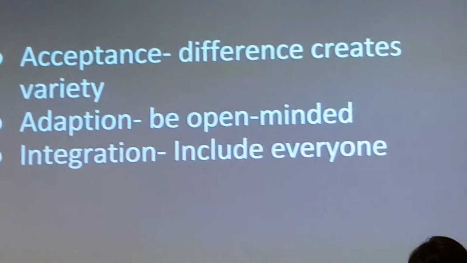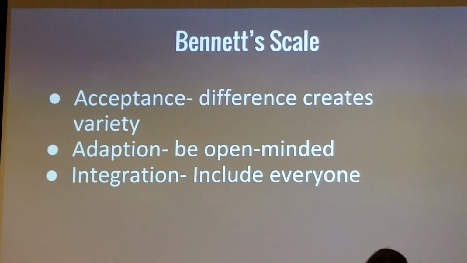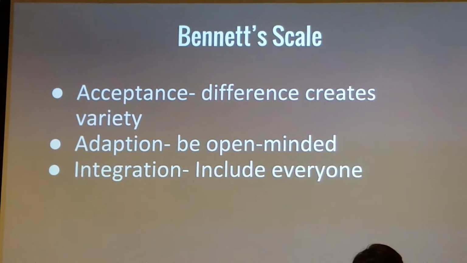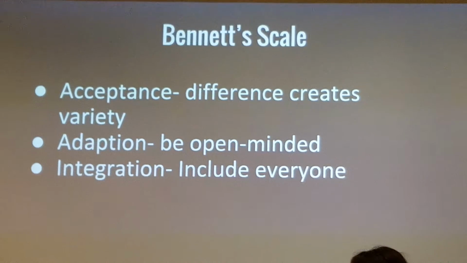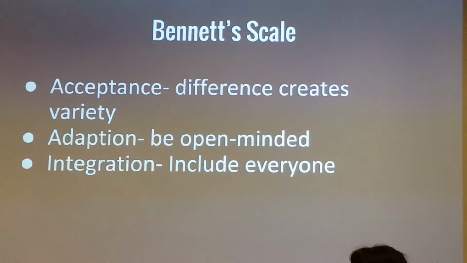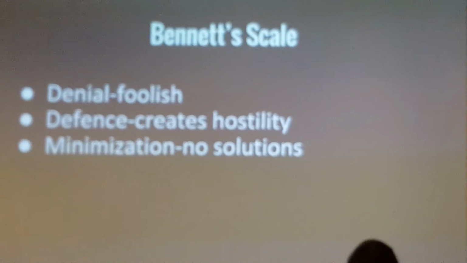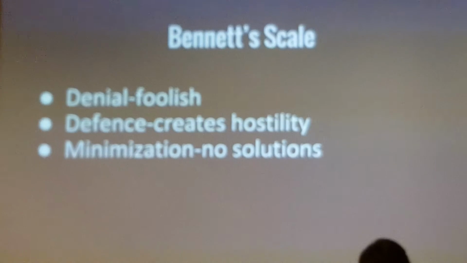Milton J. Bennett, in his article, Towards Ethnorelativism: A Developmental Model of Intercultural Sensitivity, which was published in 1993 by the Intercultural Press, explained his Bennett's theory of intercultural sensitivity. The first three steps of Bennett's theory are denial, defense, and minimization.